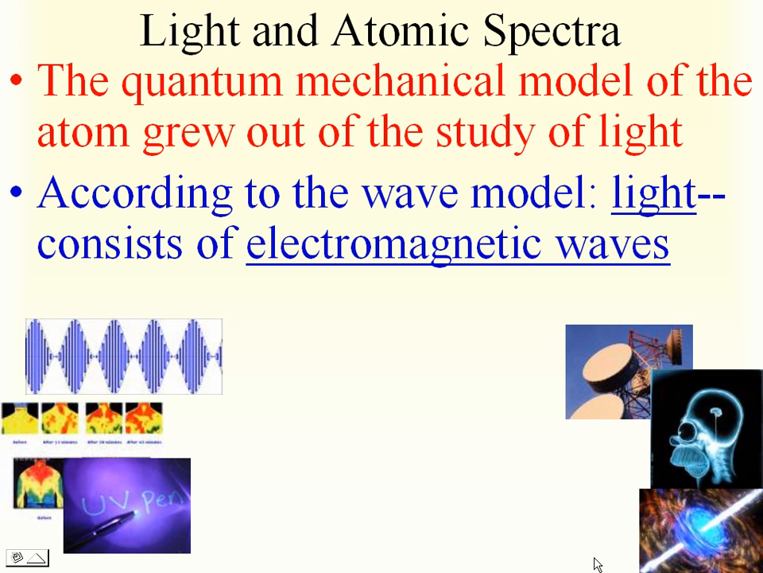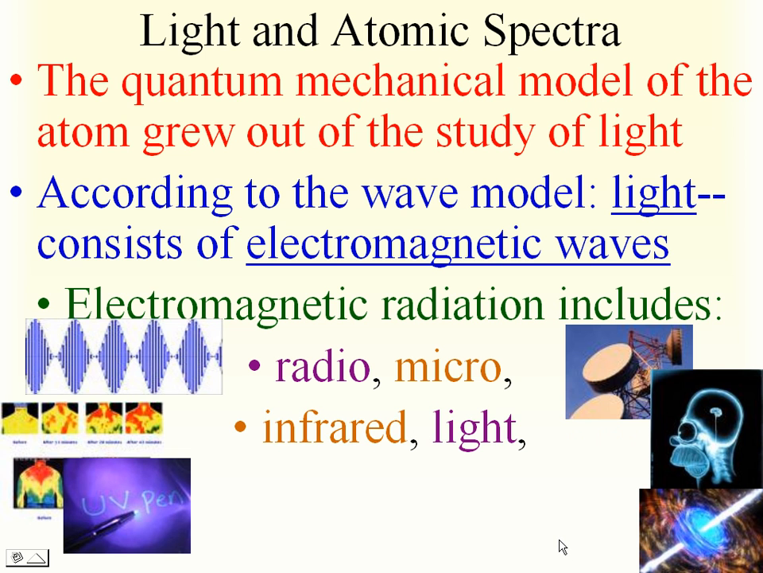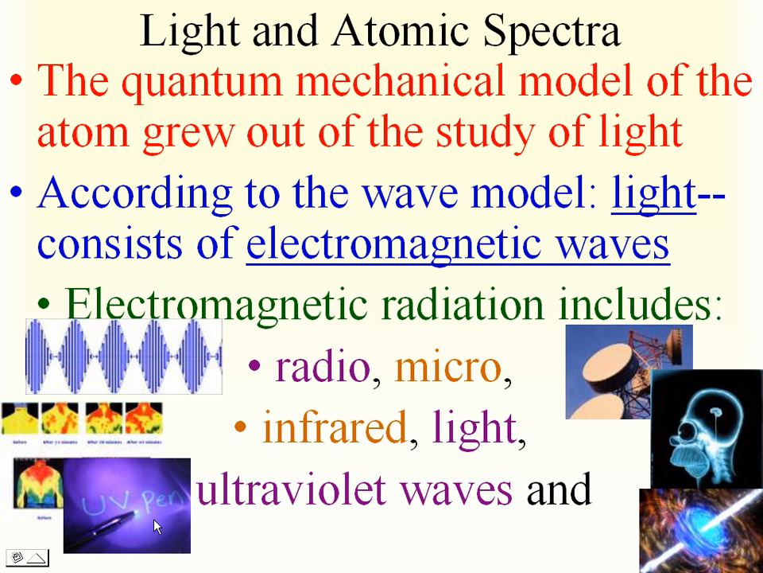According to the wave model, light consists of electromagnetic waves. Electromagnetic radiation includes radio waves, microwaves, exemplified by the pictures, infrared and visible light, ultraviolet waves, X-rays, and gamma rays.